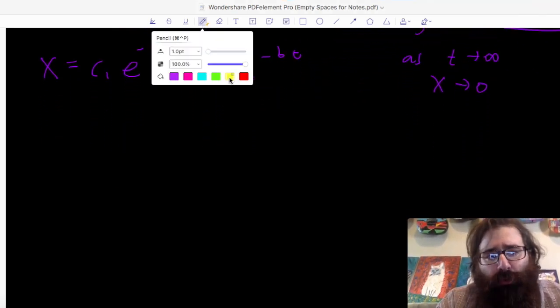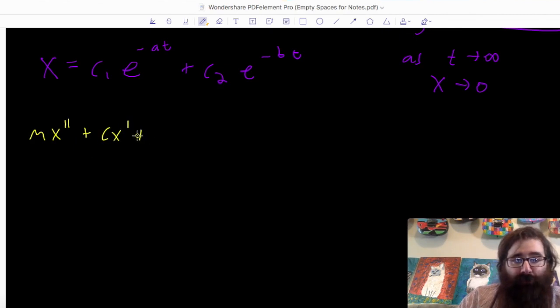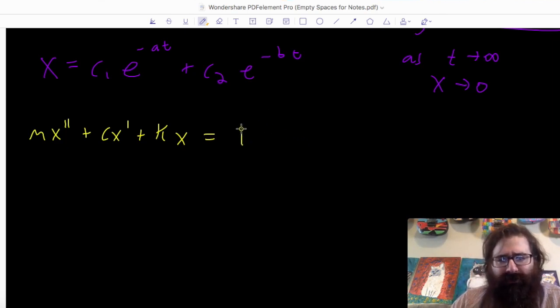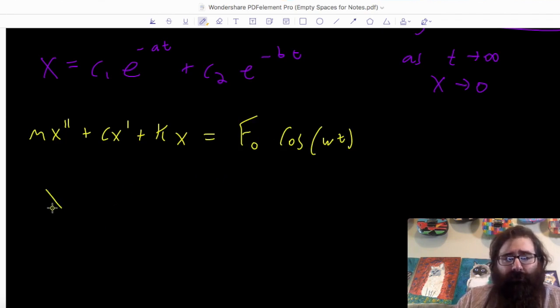Okay, so why is this important to mention? Well, when I introduce a forcing function, let's go back to our model and say mx double prime plus cx prime plus kx equals some forcing function, and this could be something sinusoidal. It could be cosine, it could be sine, it could be both of them, cosine and sine both making an appearance. When we looked at this in the section, I think we said f sub 0 cosine of omega t. When we build our solution for this, there are two pieces to it, right? x at t is equal to the complementary solution plus the particular solution.